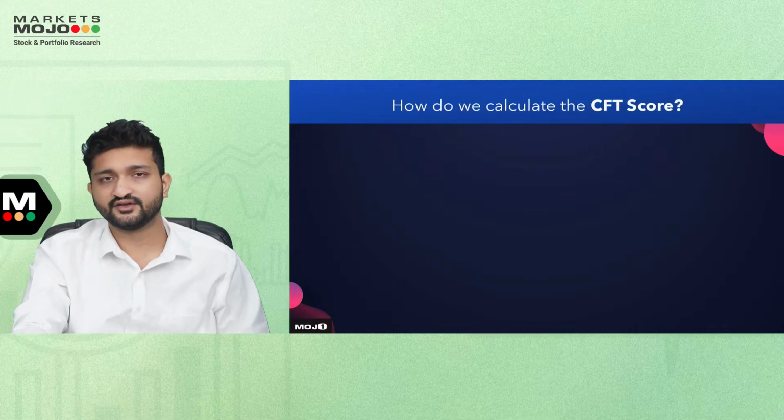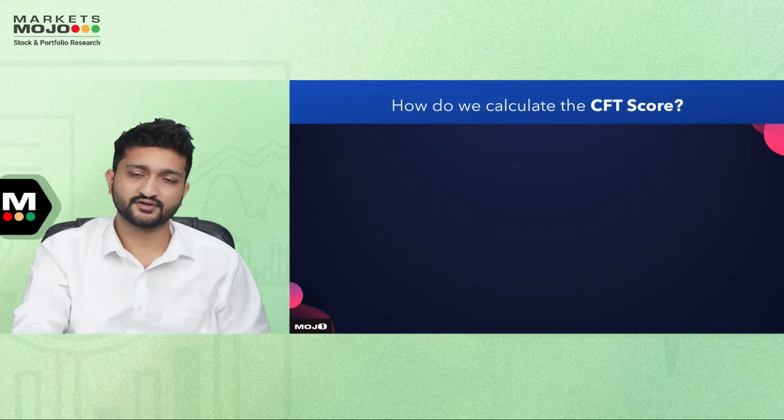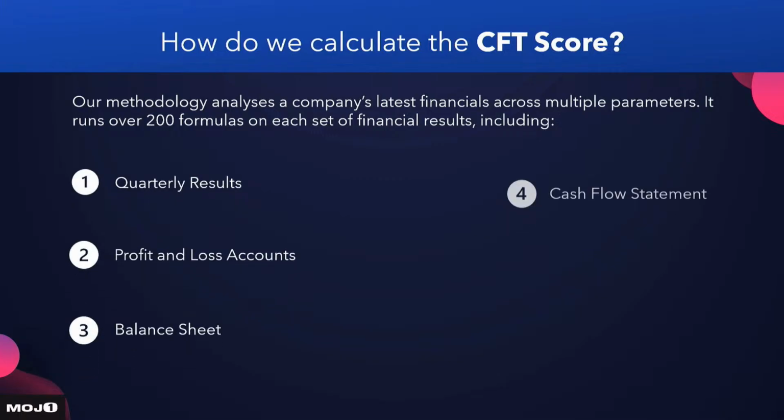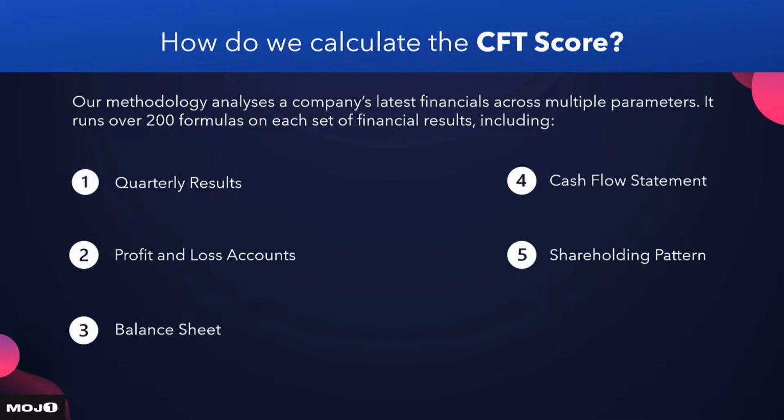How do we calculate the CFT score? What goes into the making of the current financial trend? The methodology we use analyzes the company's latest financials across multiple parameters and runs over 200 formulas on each set of financial results. The sets we're talking about are the quarterly results, profit and loss accounts, balance sheet, cash flow statements, and the shareholding pattern. The CFT runs 200 formulas looking across each of these different statements, and then finally the score is calculated.